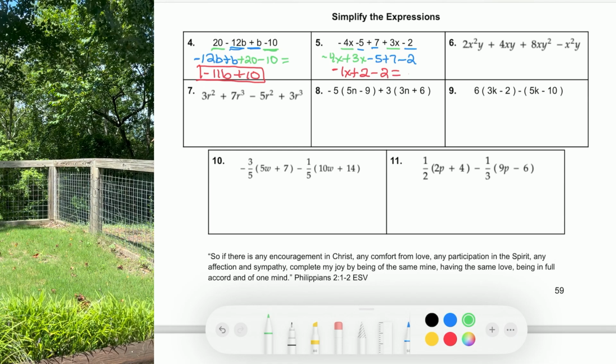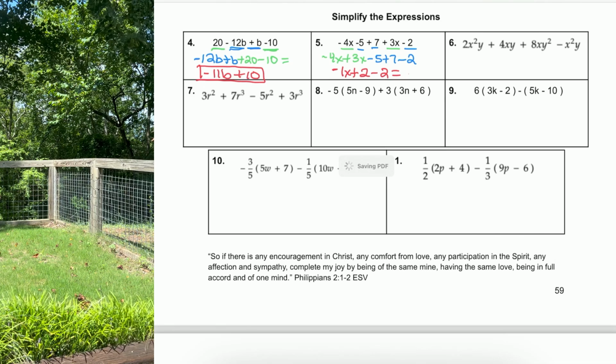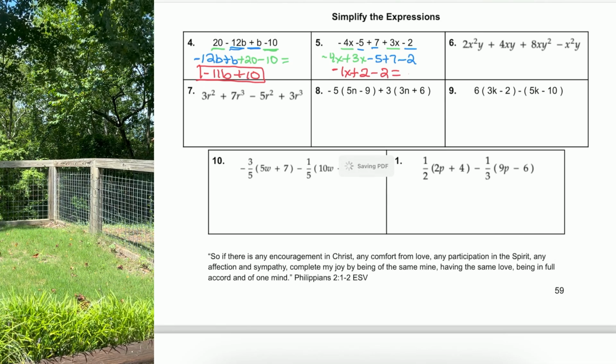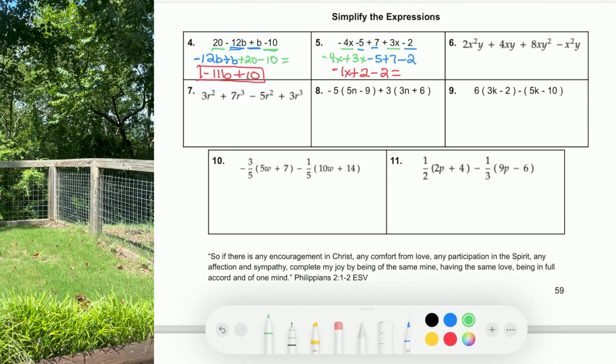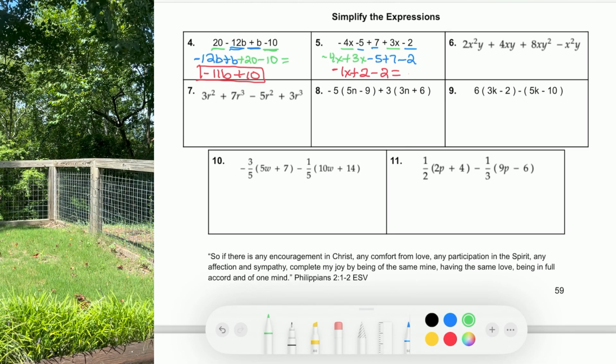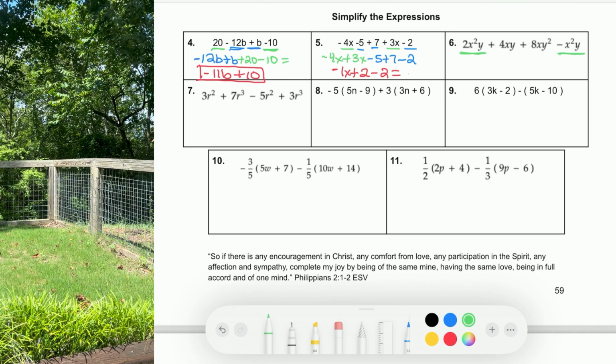All right, so in number 6, we've got a lot of x's and y's, but we need to make sure that we match up the ones that actually match and not intermix them. So I have a 2x squared y plus a 4xy plus an 8xy squared minus x squared y. First glance, doesn't look like anything matches, but I do notice that the 2x squared y does actually match the minus x squared y, but nothing else matches, so we can't combine anything else. Those will be the only two items that can be combined.